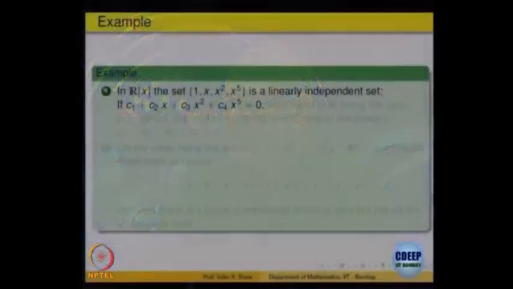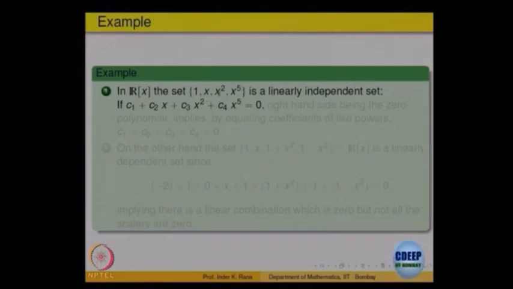So, anyway, let us check it again. If C1 times 1 plus C2 times x plus C3 times x square plus C4 times x^5 is equal to 0, same proof I am repeating. If this is equal to 0, this is a 0 polynomial on the right hand side. So, like powers, coefficients must be equal, and that means C1 must be 0, C2 must be 0, C3 must be 0, and C4 must be 0. Same reasoning.